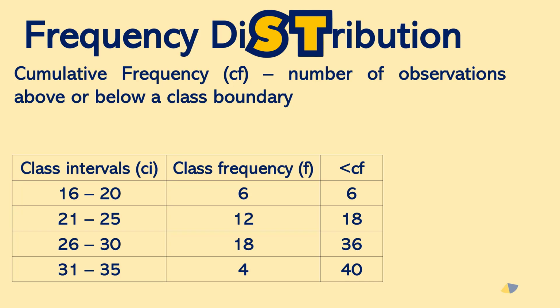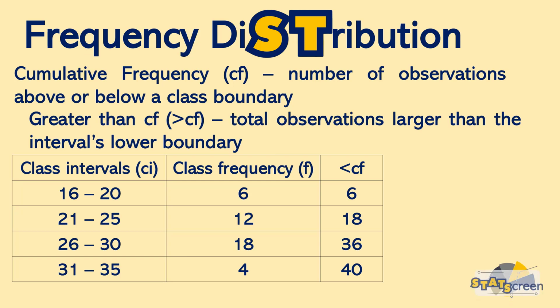The next and the last column is for the greater than cumulative frequency. Now we are on a different concept. It talks about the total observations larger than the interval's lower boundary. Again, larger than the interval's lower boundary. For us to do this, there is an easier process.